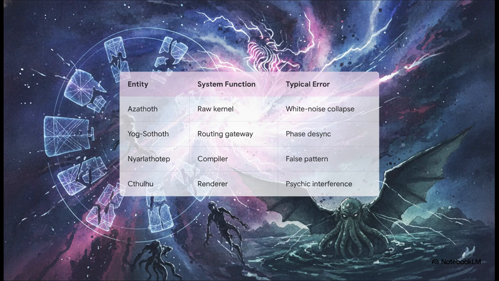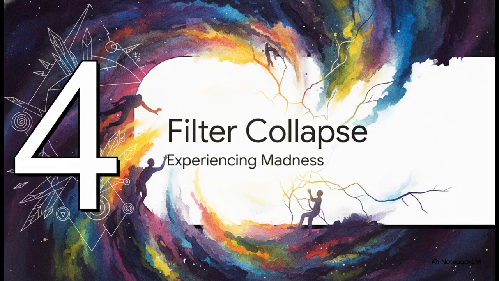And Cthulhu himself is the planetary renderer of data. When he goes into sleep mode drift, it creates massive psychic interference. So they aren't just monsters, they are literal system architecture. Part 4. Madness as filter collapse. So what actually happens when a fragile human mind is forced to interface directly with this raw cosmic operating system?